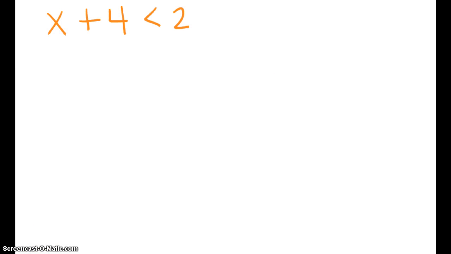One-step inequalities. Write down this inequality and solve it as if it were an equation. So what you're going to do to isolate your x is subtract 4, or add 4 negatives, to both sides. So we are left with x as a value less than negative 2.